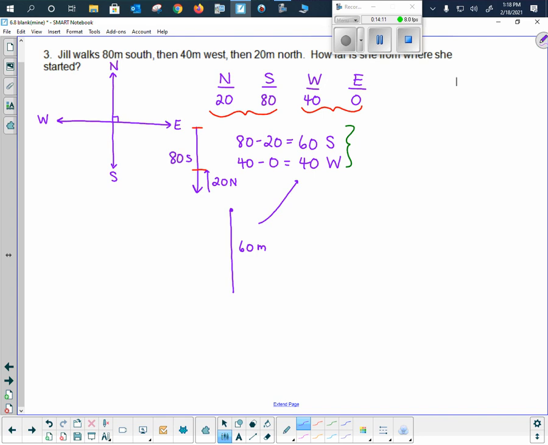And then I'm going to turn and go 40 meters west. I know that creates a right angle. And then they are asking me how far is she from where she started. We're talking literal, like straight from here to there. That's your unknown, so that's your x. Okay, so there's the picture that you need to be able to come up with for all of the direction problems.